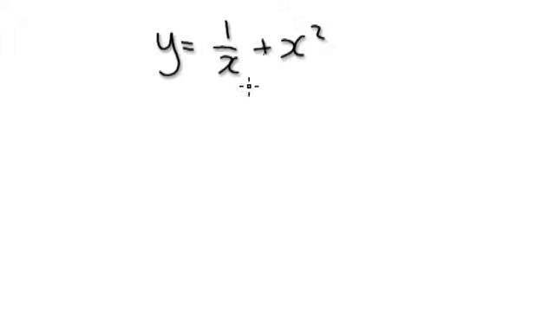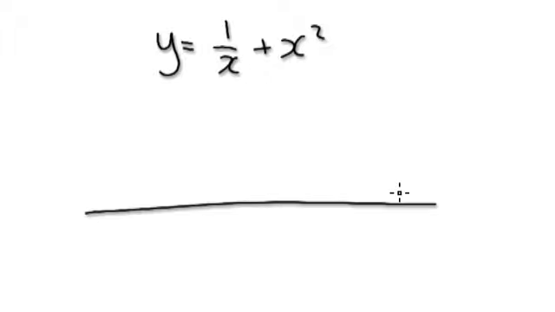Okay, let me continue giving you some more examples. How would you sketch this graph here? Y equals 1 over x plus x squared. To do this, you've got to ask yourself which term dominates. Actually, start by imagining a graph like this.